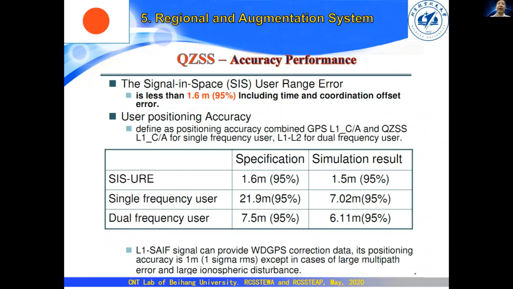Okay, after the correction by QZSS, it can increase the accuracy from about 5 to 10 meters to 1.6 meters. For example, if using GPS, the error is about 5 to 10 meters, so by using QZSS, it can decrease to approximately 1.6 meters. So that means this is the accuracy for the users.